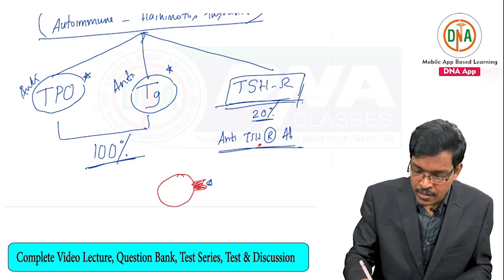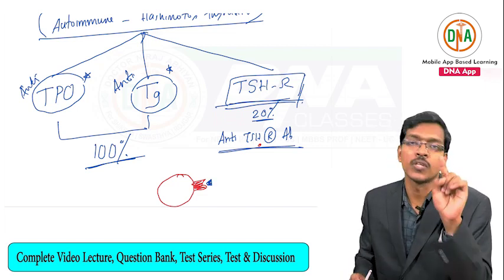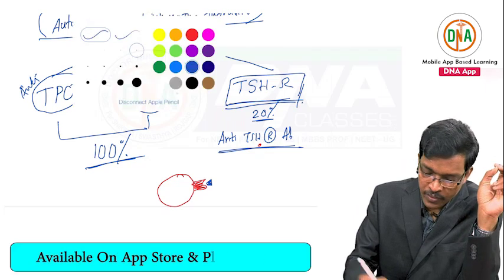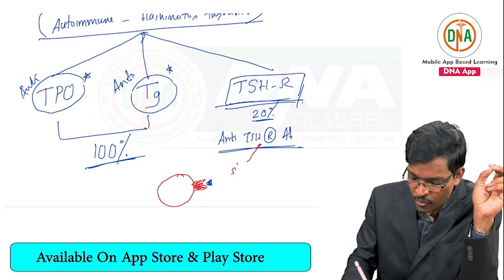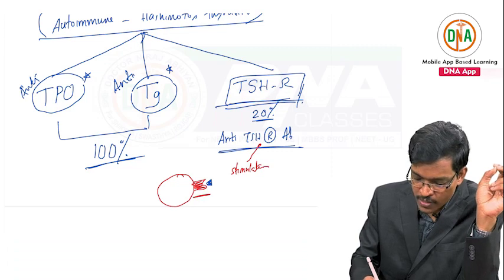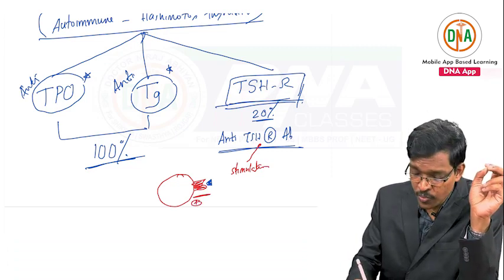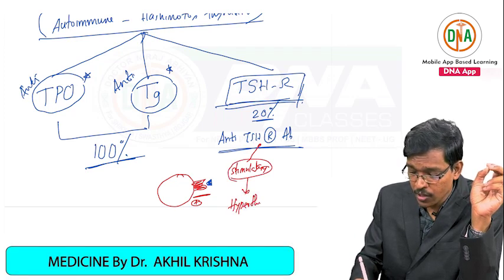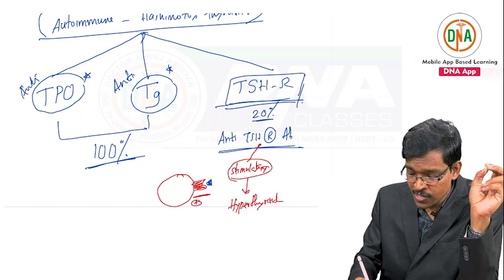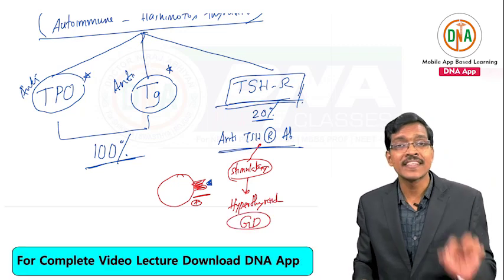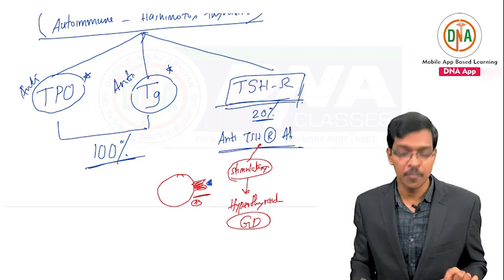This antibody can do two things. First, it can be a stimulating antibody. That means it can go and bind to the receptor and stimulate this receptor. Then it is known as stimulating antibody. That is what is seen in hyperthyroidism. Specifically, this is what is seen in Graves' disease. So in Graves' disease, you have TSH receptor stimulating antibody.